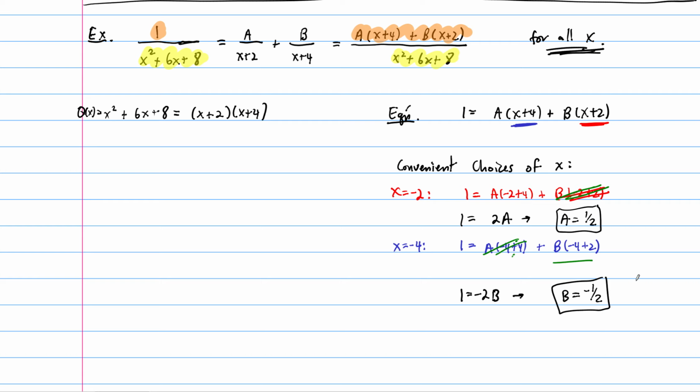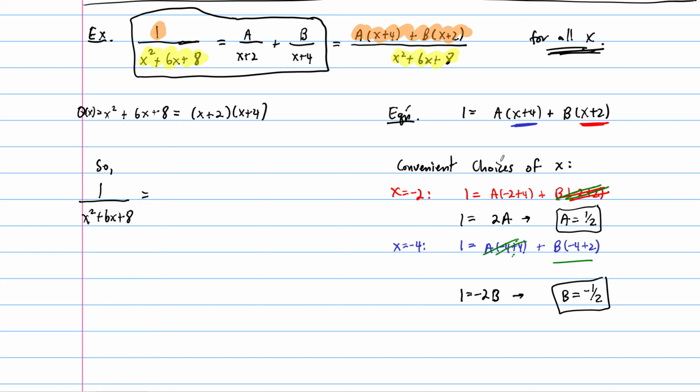So what did we learn? We've got to go back up. Our goal was to get this decomposition. Here's what we've learned. We have our a, we have our b, and we know where they go. What we've learned is that 1 over x squared plus 6x plus 8 is equal to 1/2 over x plus 2 plus -1/2 over x plus 4.